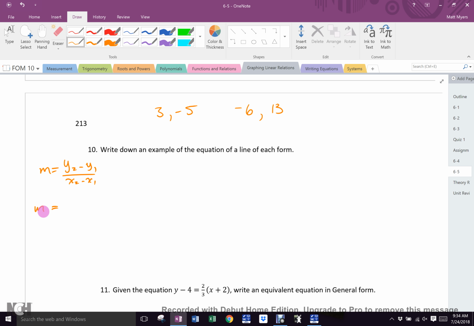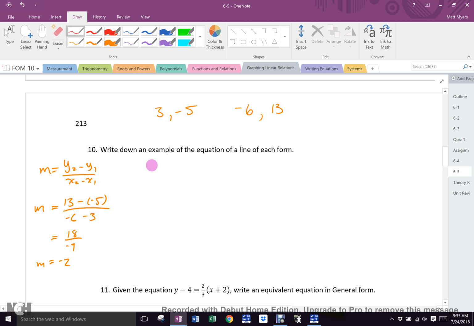All right, seriously though, folks, what's the slope? -2, because it is 13 minus 5 over -6 minus 3, which is 18 over -9, which is -2. Right? Now, since I know m, does that now allow me to work with two of my three forms?